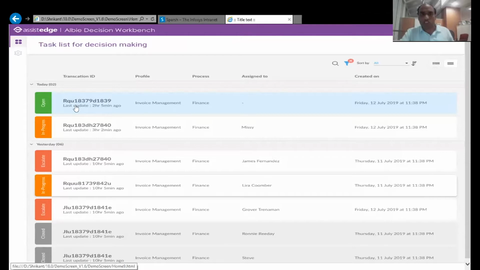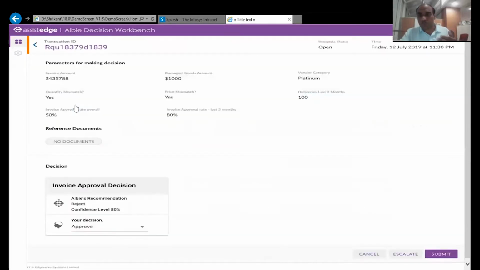Okay, so this decision workbench allows the process specialists in this case to understand what the parameters are for the decisions to be made, what the recommended decision was by the AIIA, which is the machine here, and what the confidence level was. So it does three things.